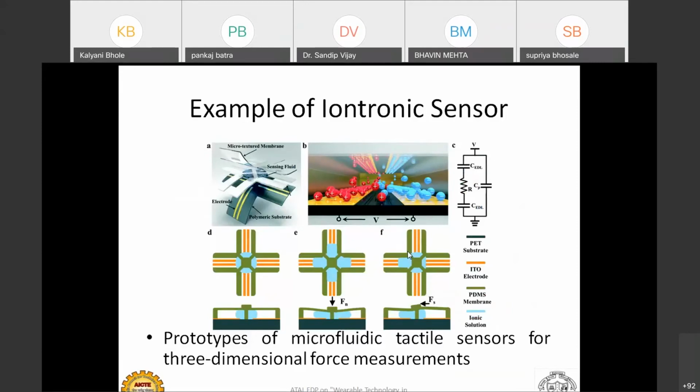We call this a tactile sensor, and it consists of microfluid and is used for three-dimensional force measurement. So you can imagine, this is a three-dimensional sensor. It has microfluid inside, from all directions. So when a finger is kept on this, the fluid is pressed from all directions. The change in the fluid can be converted into information, and then we get a three-dimensional force measurement using this type of sensor.